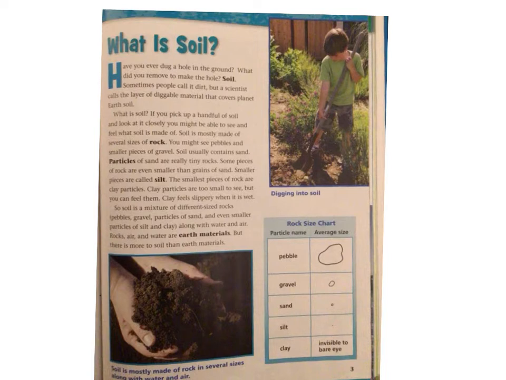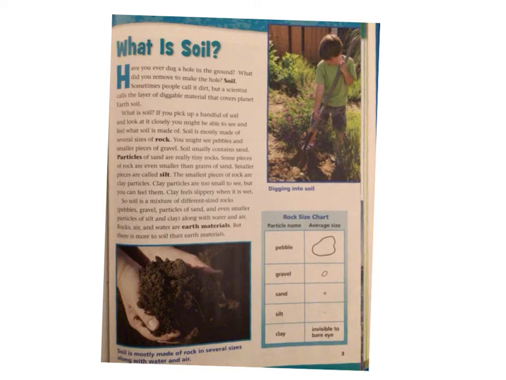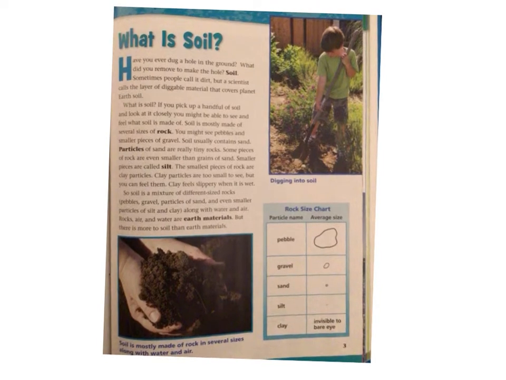So soil is a mixture of different sized rocks, pebbles, gravel, particles of sand, and even smaller particles of silt and clay, along with water and air. Rocks, air, and water are earth materials, but there is more to soil than earth materials. Soil is mostly made of rock in several sizes, along with water and air. If you look to the right, there's a rock size chart that really gives you an in-depth understanding of how big each rock size is that comprise soil.